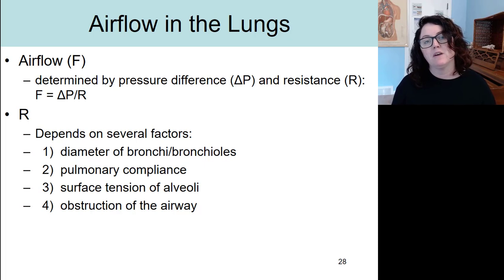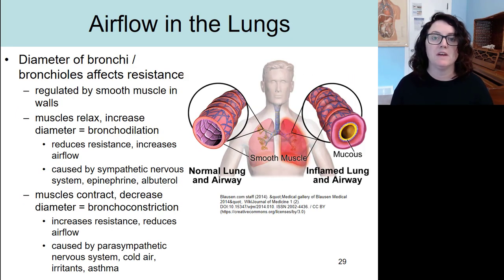There's four main factors that determine resistance. One is the diameter of the bronchioles and the bronchi. Another is pulmonary compliance, which is basically how stretchy are the lungs. Another is the surface tension of the alveoli. And then the last is obstruction of the airway. Let's take a look at these in detail. First up is the diameter of the bronchi and bronchioles.